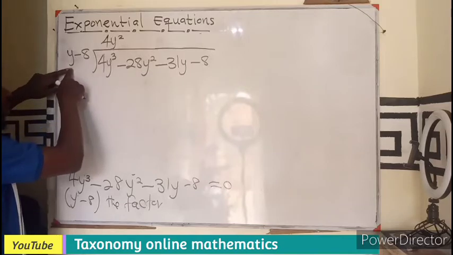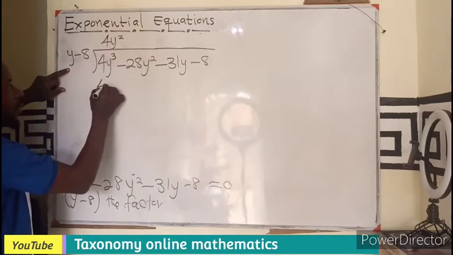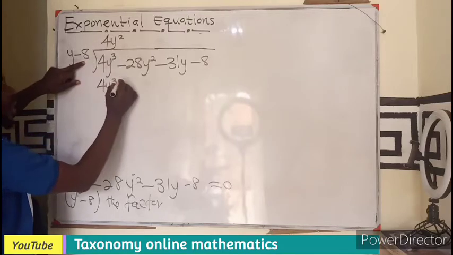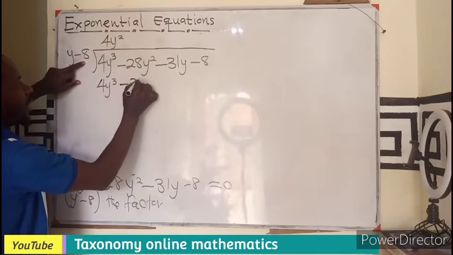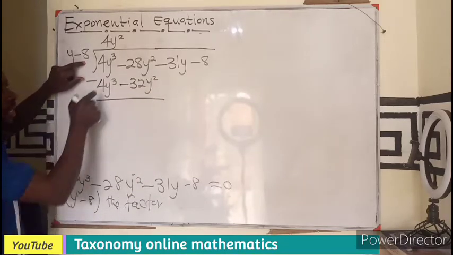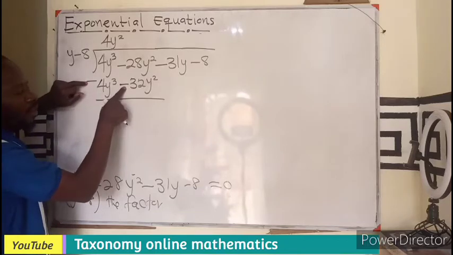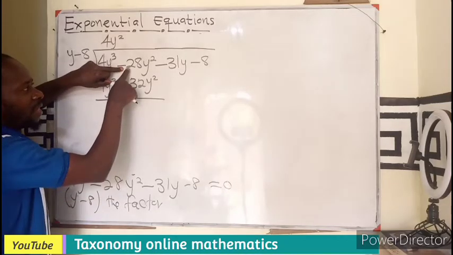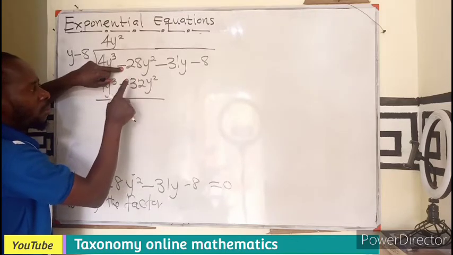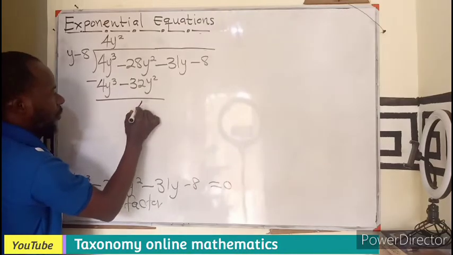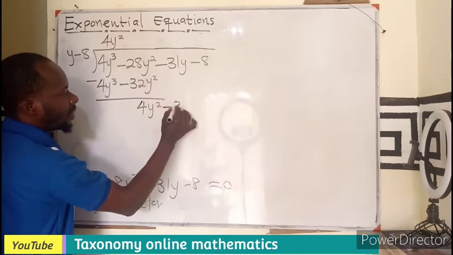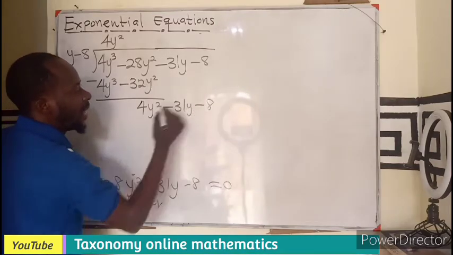Then this will in turn multiply this, and will produce the same 4y to the power 3. This times this, we know that will give us minus 32y squared. Then we perform our subtraction. This will become 0. This will change, this will become positive. So we're having minus 28 plus 32, and that will be positive 4. So I have 4y squared. Then I'll bring down my minus 31y and 8.